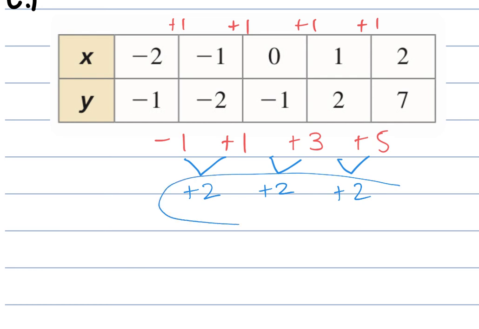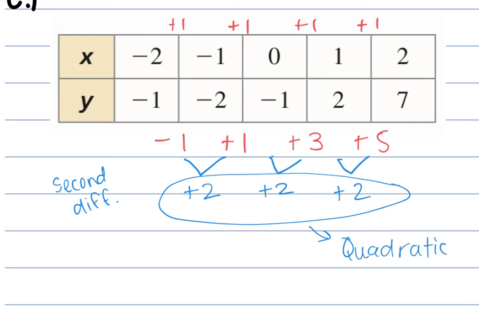This is what we call our second difference. Label it. Second difference. Guys, this is the first time we're seeing this, so if you have questions, ask. And if that second difference is a constant, right? It's all +2, we call this quadratic. Correct. It's the difference of the difference.